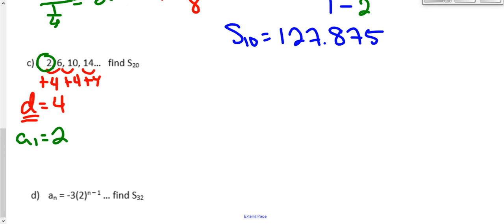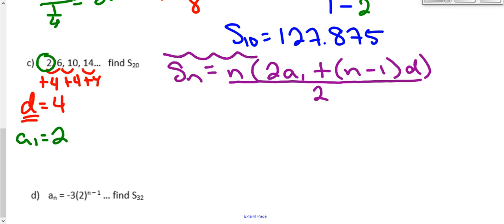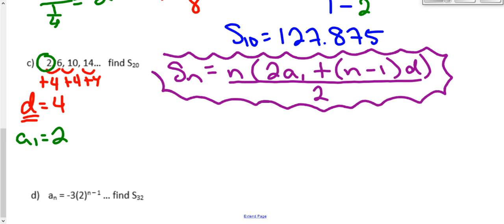Let's go ahead and write that formula. S sub n equals n times (2a sub 1 plus (n minus 1) times d), divided by 2. So this is the other arithmetic formula. And again, this will be on the reference sheet. You don't have to memorize this, but it's kind of an inconvenient one to use unless we have to.